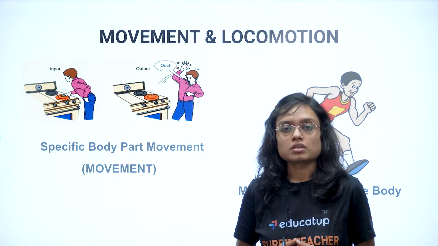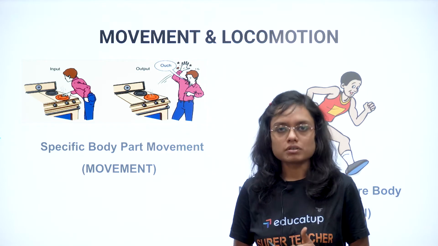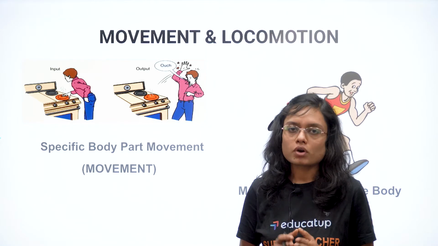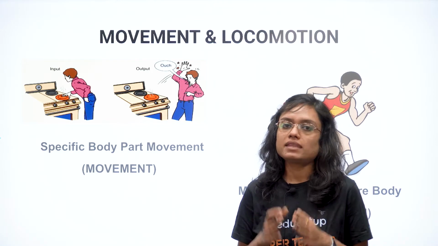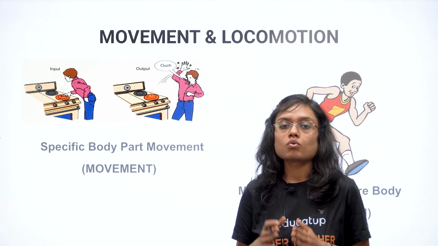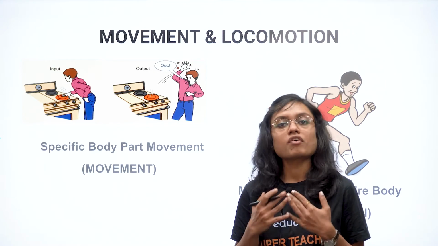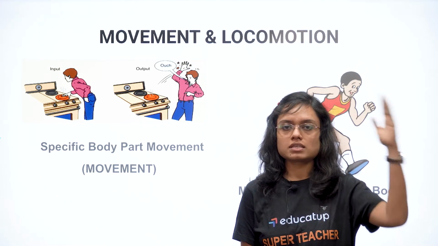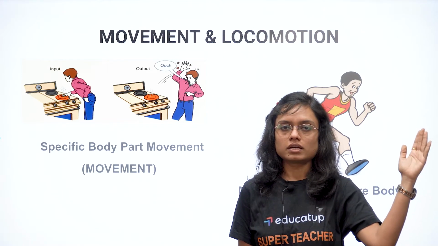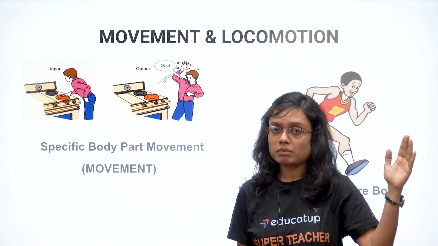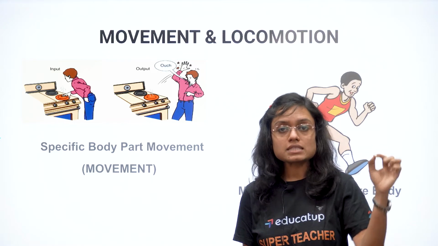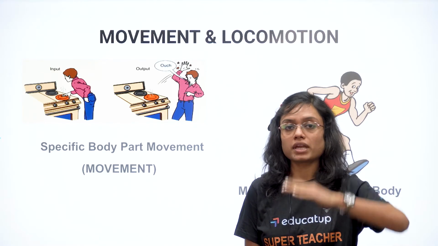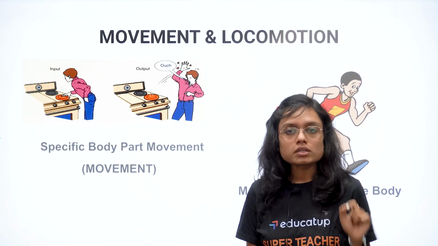Movement and locomotion. What is the difference between these two terms? When any living organism moves only a specific part of its body, for example, if I talk about myself right now, I am just moving my hand, the forearm of my hand. Am I moving any other part of my body? No. So this is a movement because only a specific part of the body is moving. The entire body is not moving.